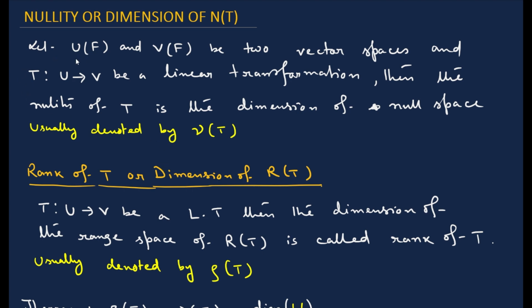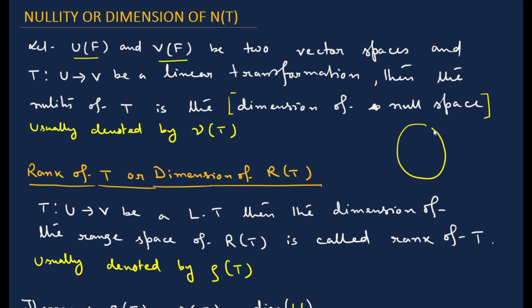Now let U and V be two vector spaces over the same field F. Then after that we have to take a transformation T from U to V. So T is a linear transformation. I think you all remember the definition of transformation. Then nullity of T is the dimension of null space. Okay, dimension of null space. So this is the actual definition. Dimension of null space. So what does it mean?